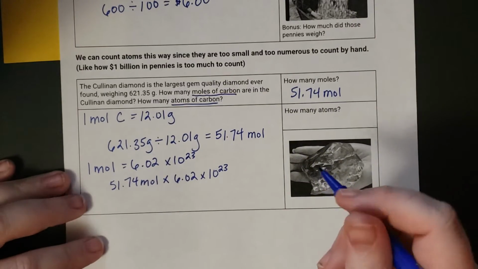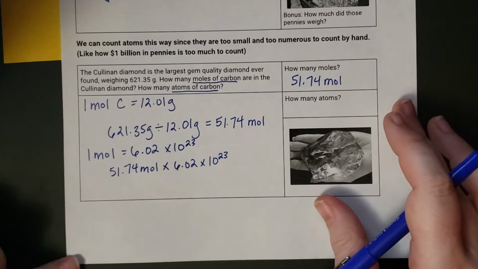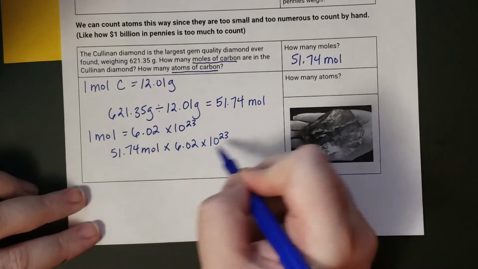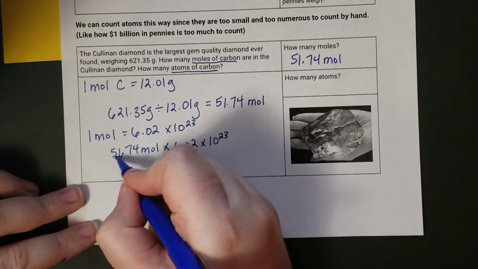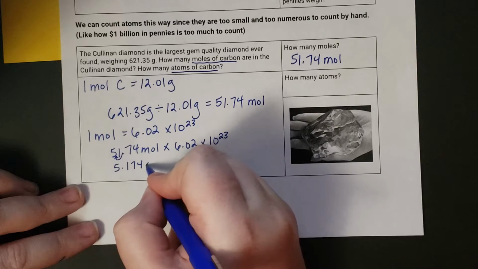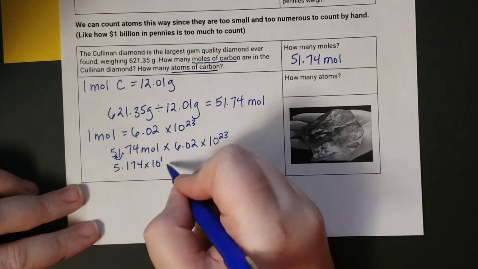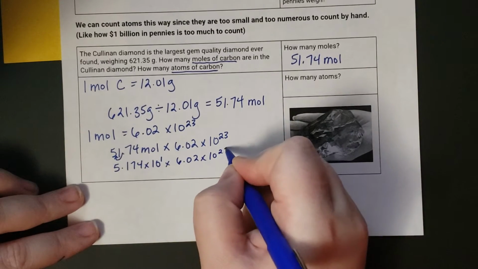Oh, Mr. Luca, we don't remember how to do scientific notation. That's okay. We're going to get a refresher. So, this is scientific notation. All your numbers have to be in scientific notation. I'm going to move this decimal 1 place this way to make this 5.174 times 10, and I moved it 1 place, so this is 10 to the 1, times 6.02 times 10 to the 23rd.